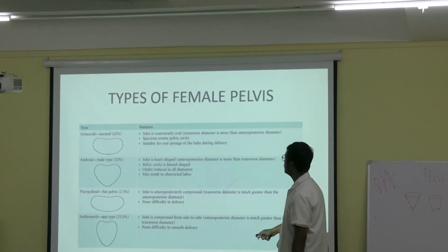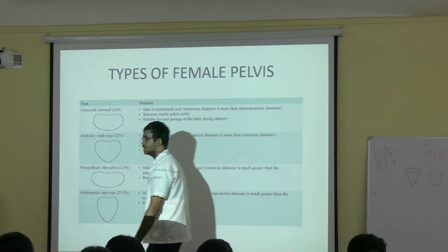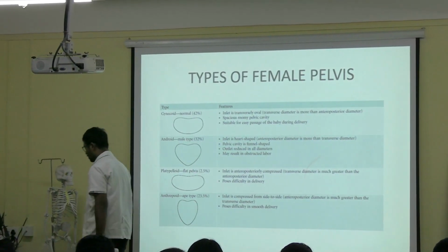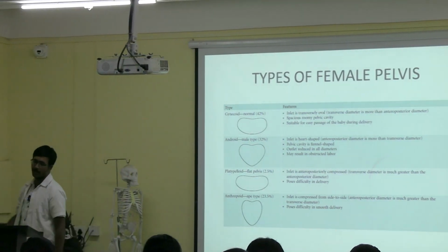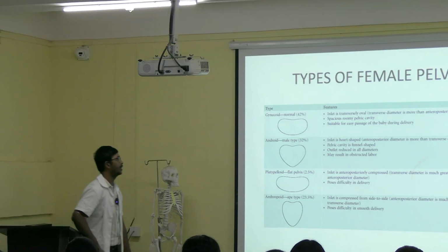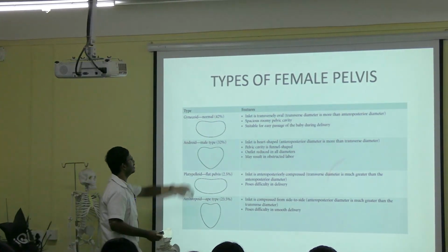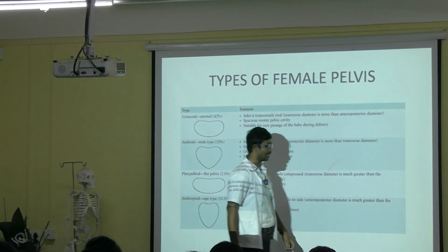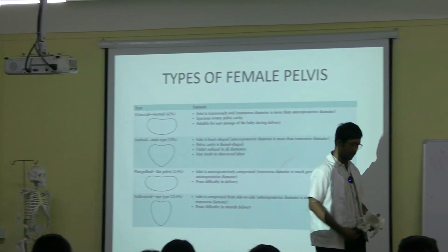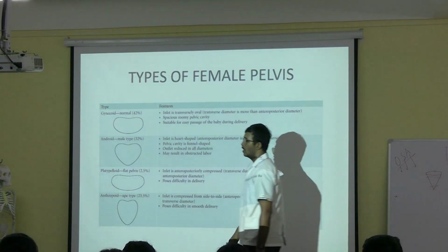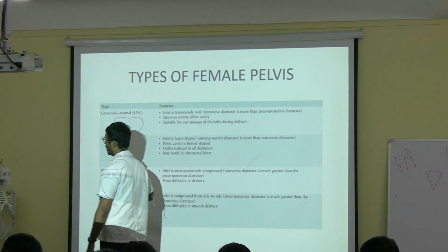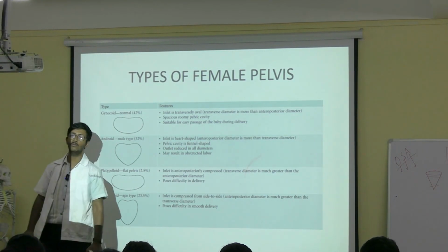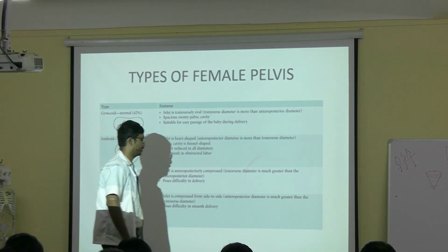Now these are the types of female pelvis. As you can see, the normal one is a gynecoid shape. It will have an anterior-posterior diameter less than the transverse diameter. This is the anterior-posterior diameter. So this is basically an ideal pelvis where normal vaginal delivery occurs very smoothly, and this is the case in almost 40 to 50% of adult females.